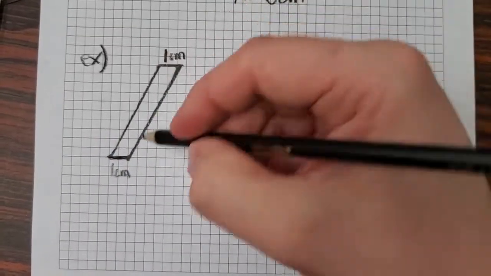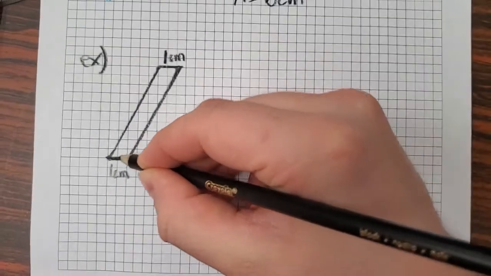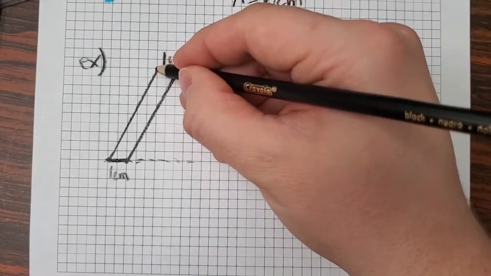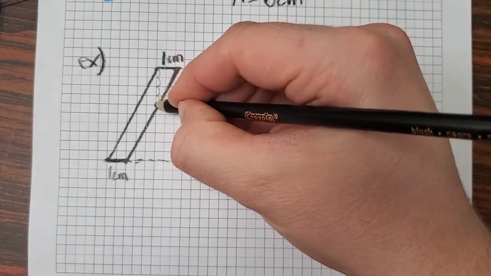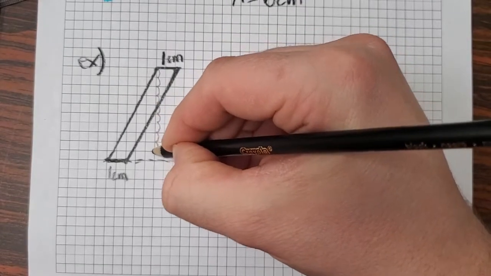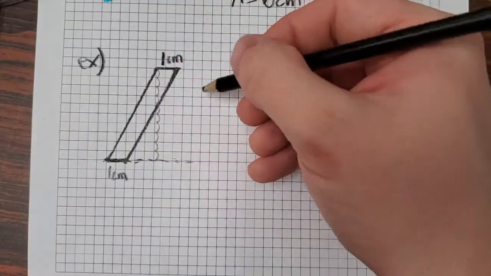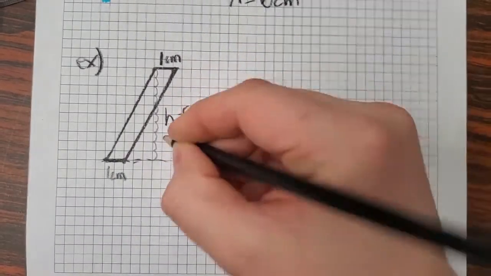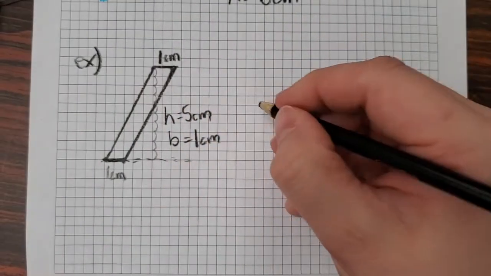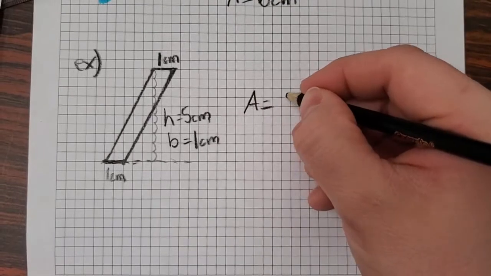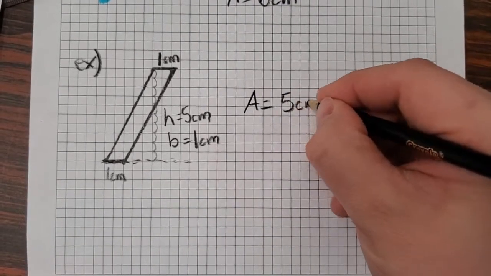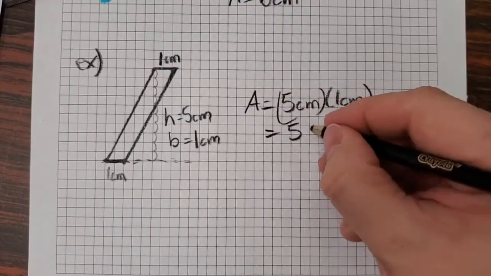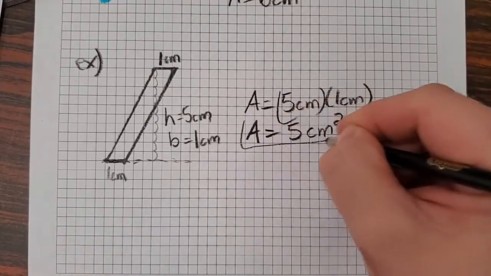Now, what would our height be? It's got to be a perpendicular line to this baseline. Okay, so if I take one of those corners and I count down, I have 1, 2, 3, 4, 5, 6, 7, 8, 9, 10. Now these are half centimeter squares. So what's half of 10? It's 5. So my height is 5 centimeters. My base is 1 centimeter. That means that my area is height times base, which is 5 centimeters times 1 centimeter, which would be 5 times 1 is 5 centimeters squared. My area here is 5 centimeters squared.